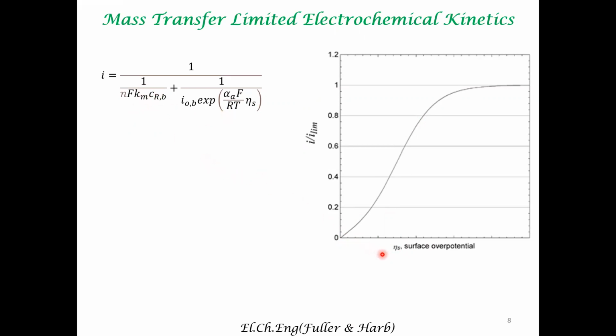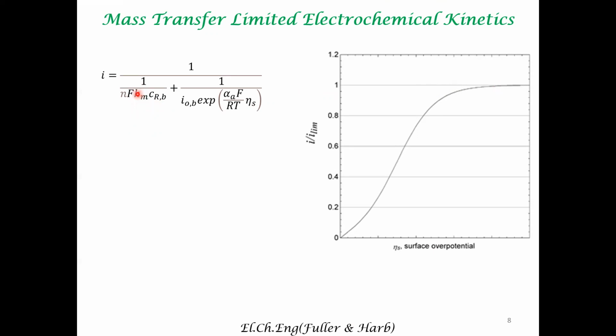But when eta S becomes significant, what dominates the resistance is just the mass transfer resistance. When you neglect this, what you see is that I plateaus off, right? Why is there a plateauing off of I? That is the important thing here. It plateaus off because all these things are constant terms, right?